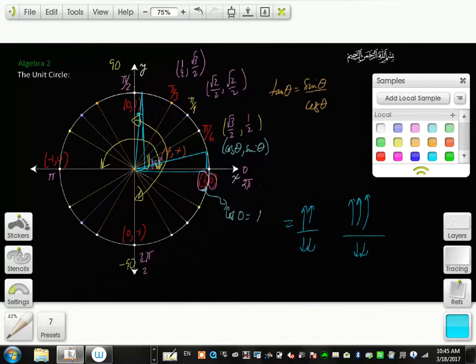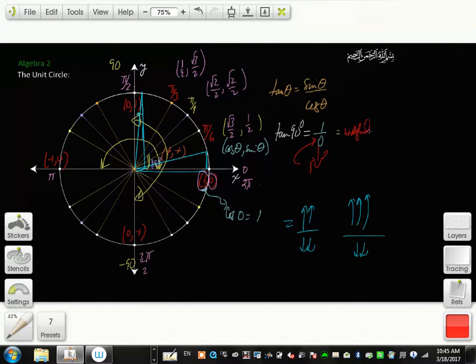Now, what's the tangent of 90 degrees? Well, what's the sine of 90 degrees? And what's the cosine of 90 degrees? Now, what's the tangent of 90 degrees then? Oh, haram. You understand? It's undefined.